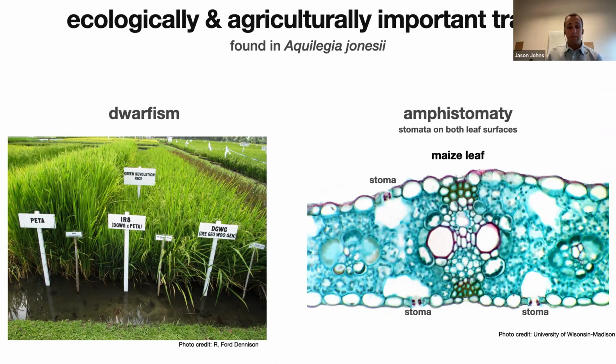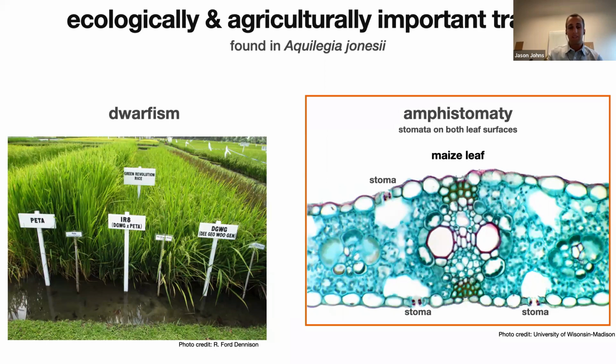And as it turns out, amphistomaty is also really common and important in cereal crops. That said, amphistomaty is relatively poorly understood genetically up to this point. And this is the analysis that I'm a bit further along with, so it's what I'm going to focus on today.